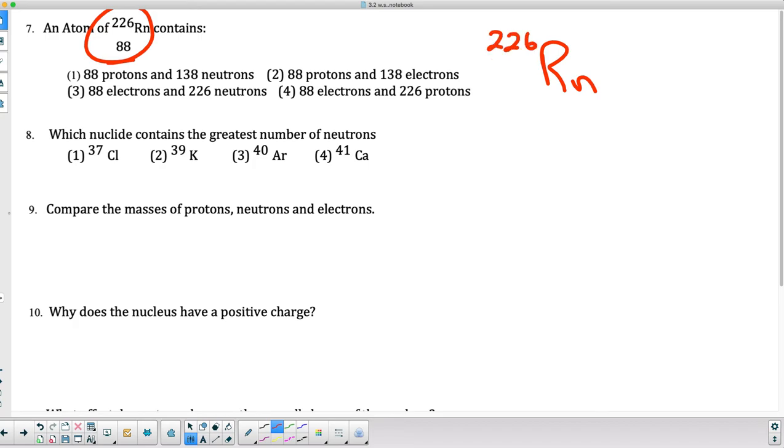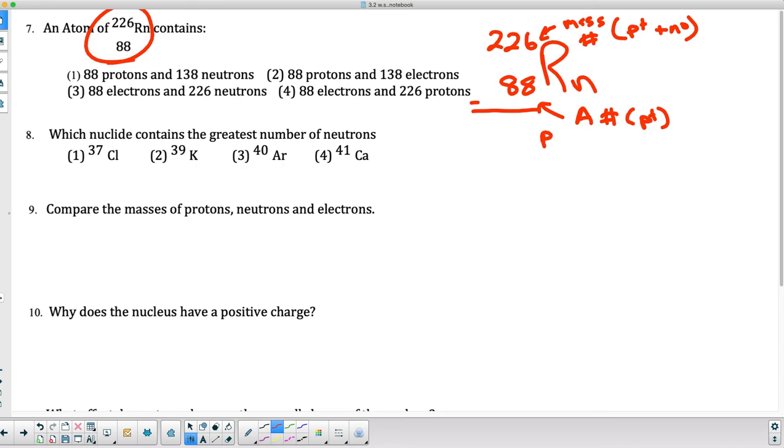with 226 and 88. This right here is the atomic number, which you know as the number of protons. And this right here is the mass number, which you know as the number of protons plus the number of neutrons. If I have the number of protons plus the number of neutrons, and I have the number of protons down below, then if I subtract these two numbers, that will give me the number of neutrons. This is called, by the way, a nuclear symbol.